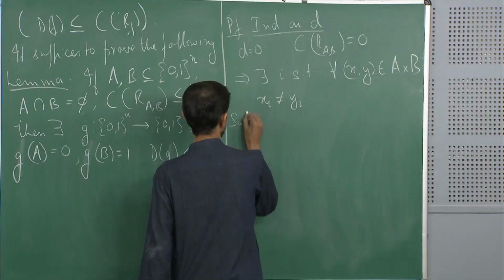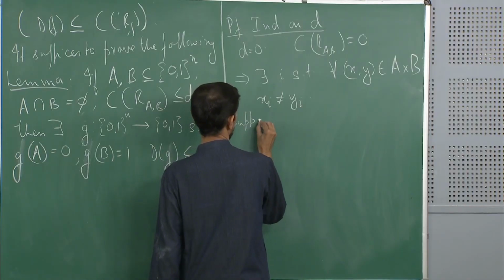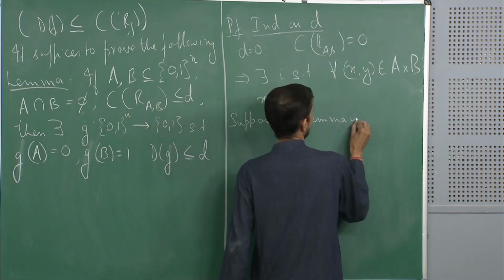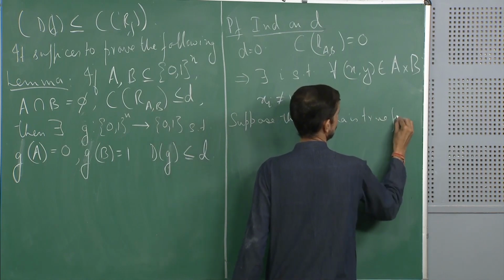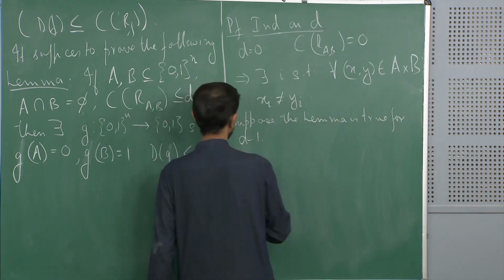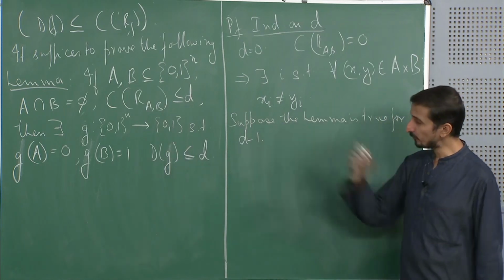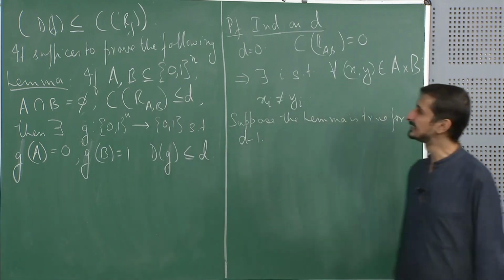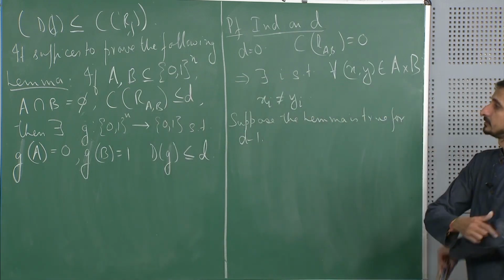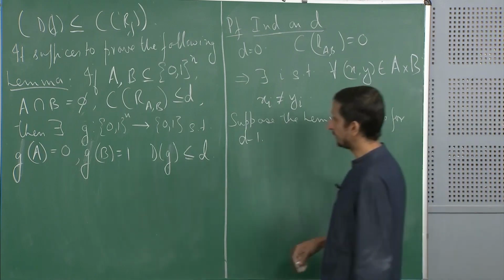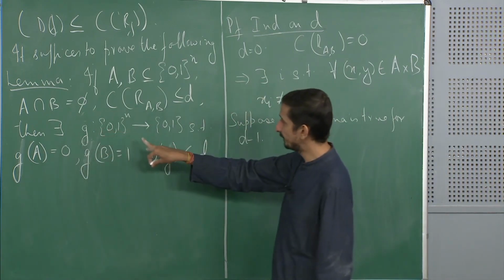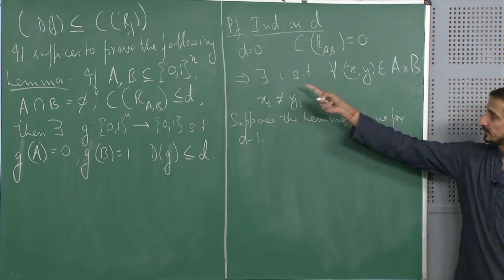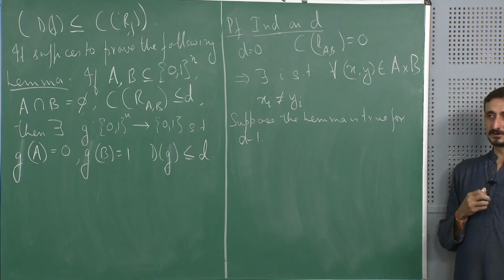Now suppose the lemma is true for d minus 1. Now we have to prove it for d. So what do we have? We have to specify what g looks like, right? So we have to say what is the function g such that this happens. What would be the function g? If there exists an i, then what would be the corresponding g?